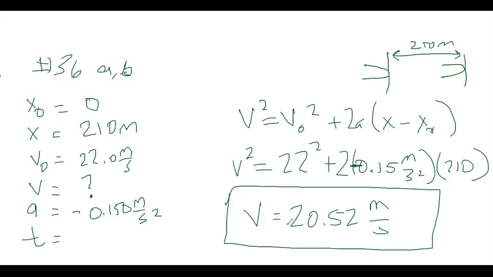You can see it makes sense. It wasn't slowing down that much, 0.15 meters per second squared. So it went from 22 to 20.52. Not a ton of velocity loss there.